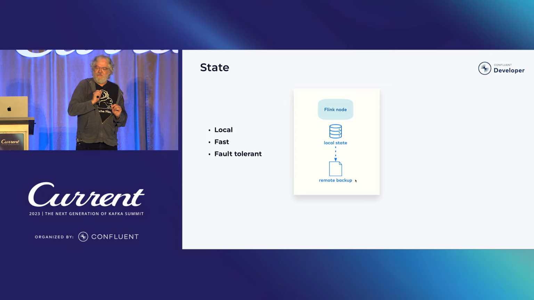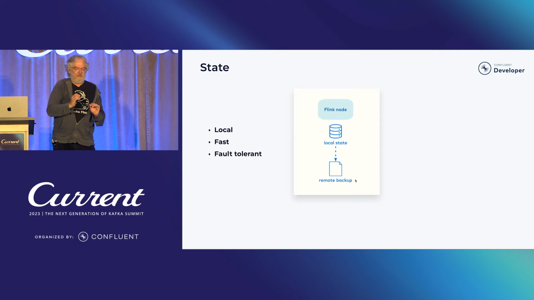However, the local memory and the local disk are vulnerable. This isn't a robust place to keep state that will survive failures of these nodes. So Flink relies on a notion of periodically taking remote backups of all the state. And I'll talk about how that works in just a few minutes.